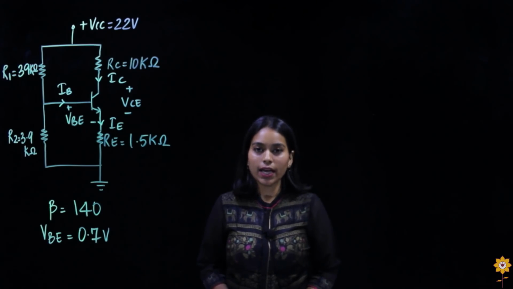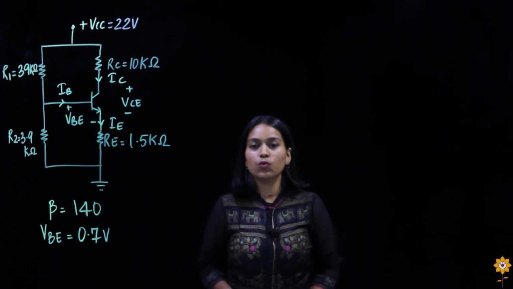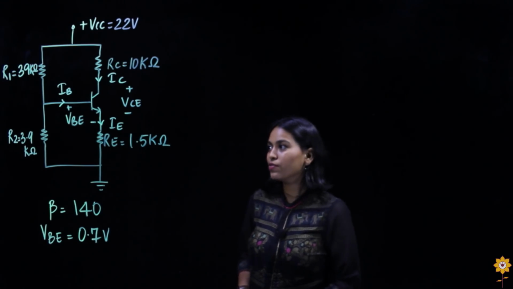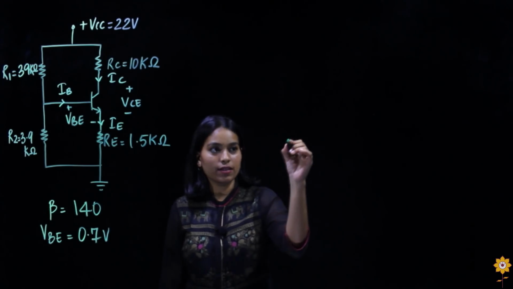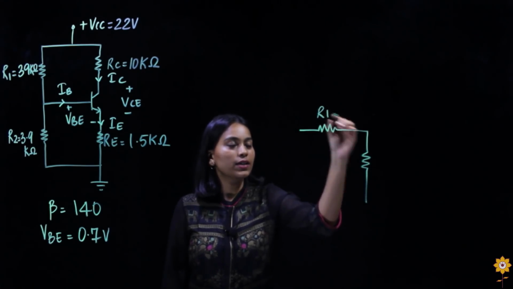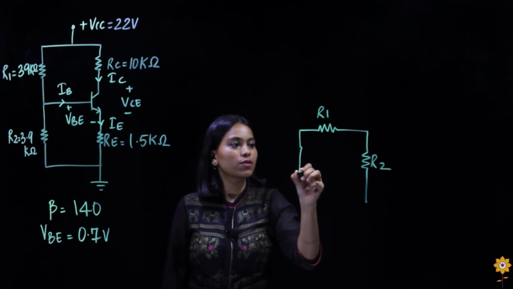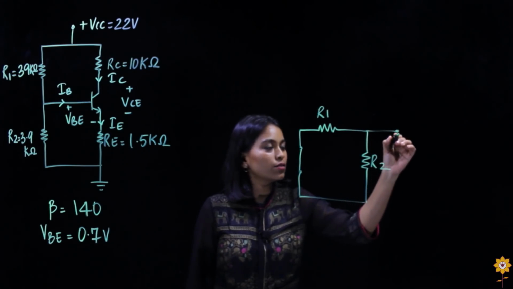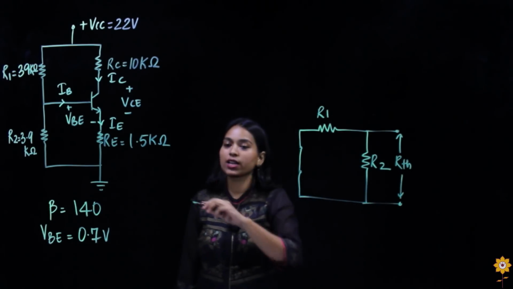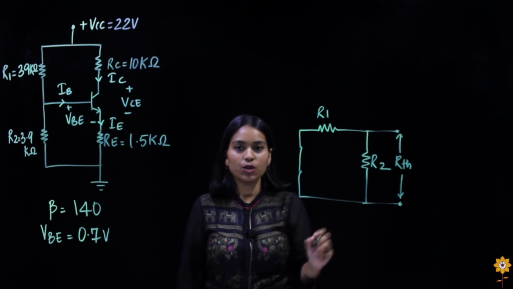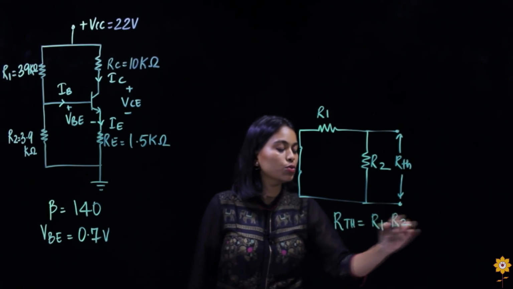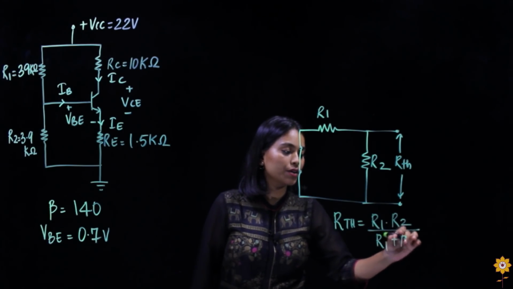So to find out RTH, we will have to short circuit the voltage sources present in the circuit diagram and we will have to open circuit the load. So let's do that. If we do that, we will have something like this. So we have R1, R2 and between these 2 points we will have RTH. So we know the values of R1 and R2. So since R1 and R2 are in parallel, RTH is nothing but R1 into R2 upon R1 plus R2.